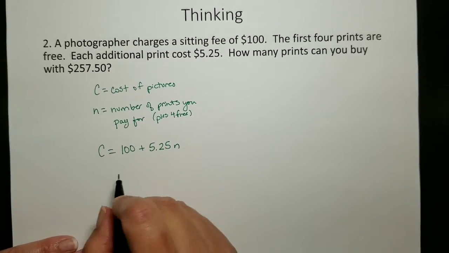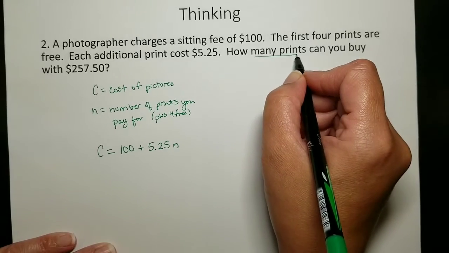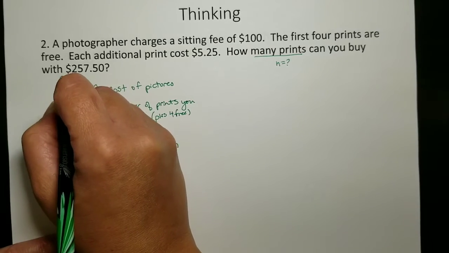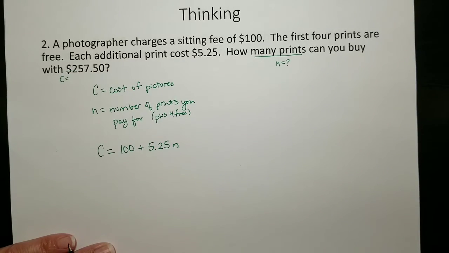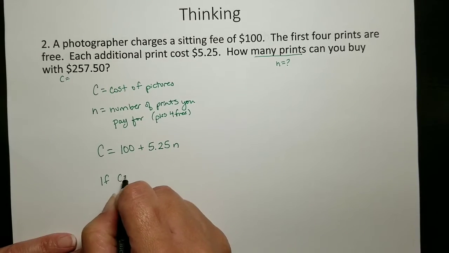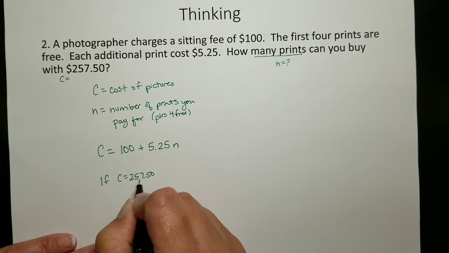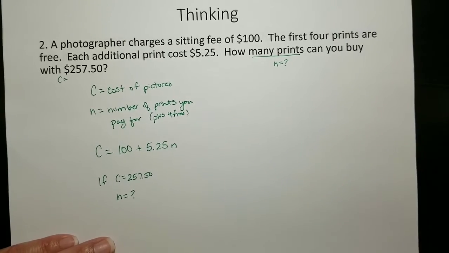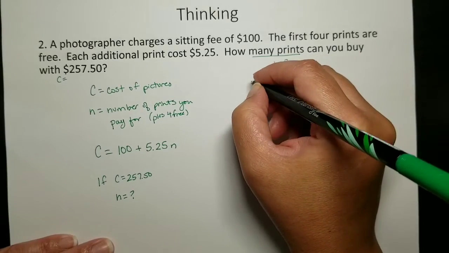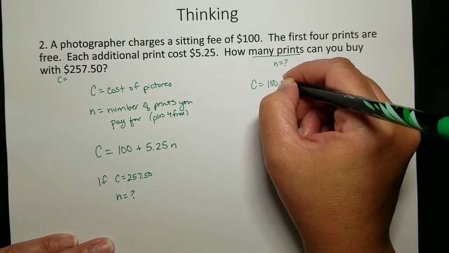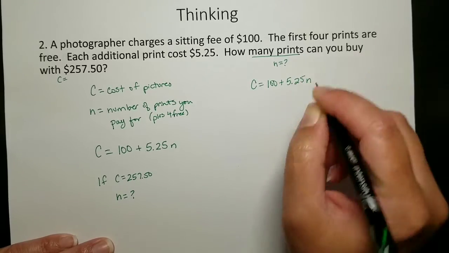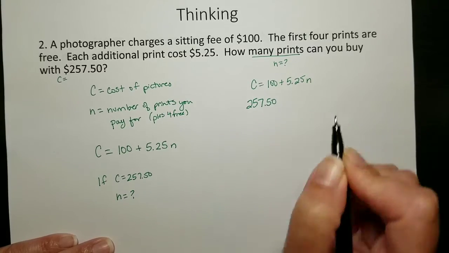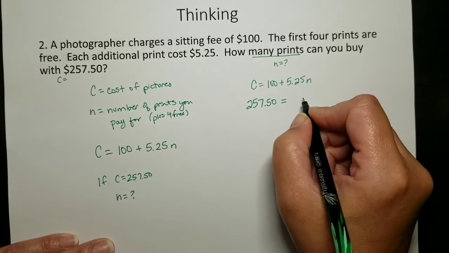So we want to figure out how many prints. That means N is something we want to find, and C equals $257.50. So if C equals $257.50, N equals what we want to figure out. Here we're going to use our equation. We're going to put in our amount of money for the cost. If you paid that much money, how many pictures did you get?